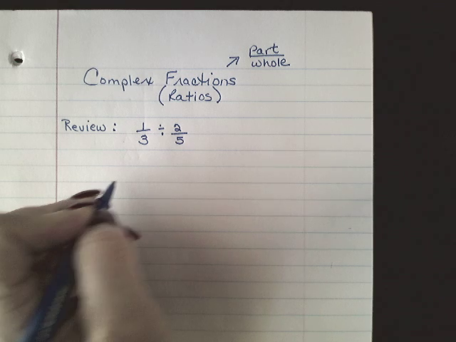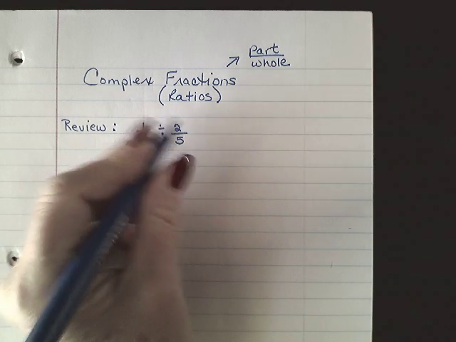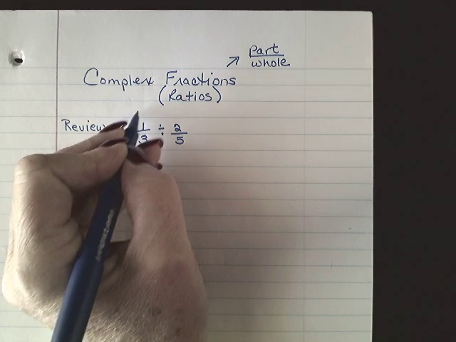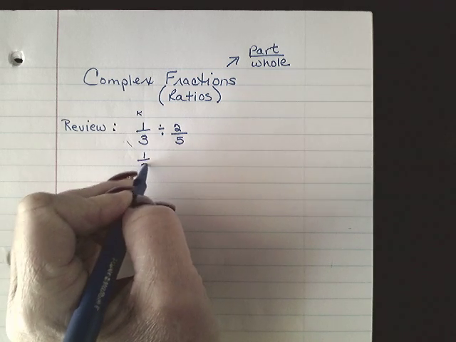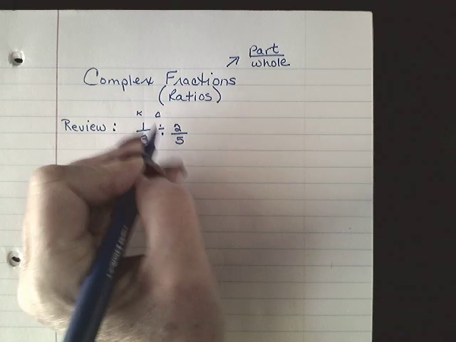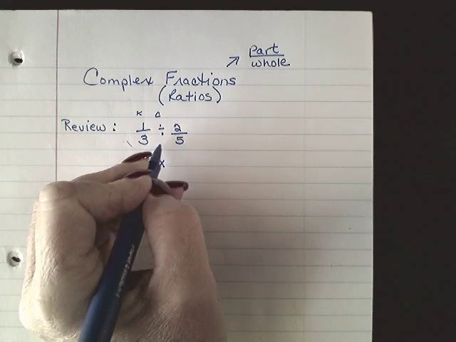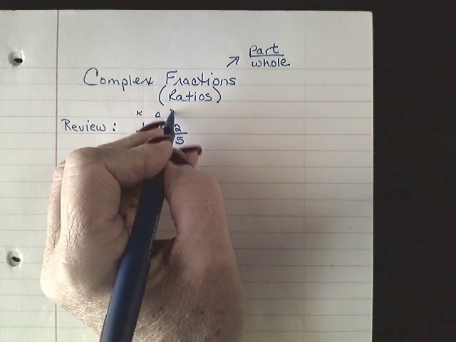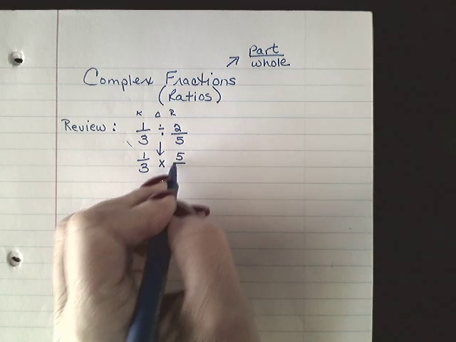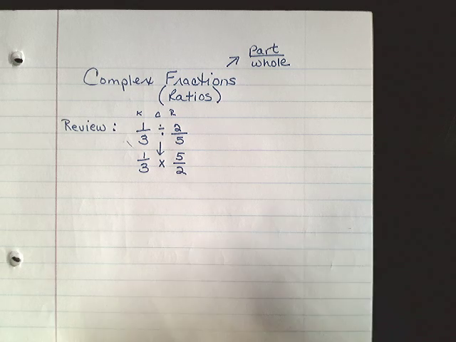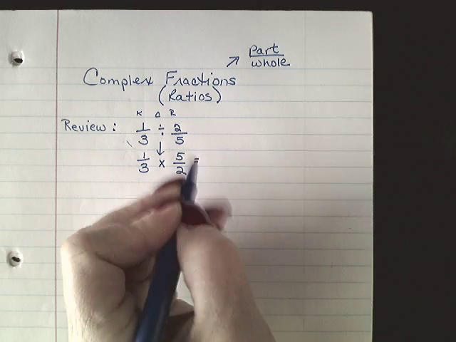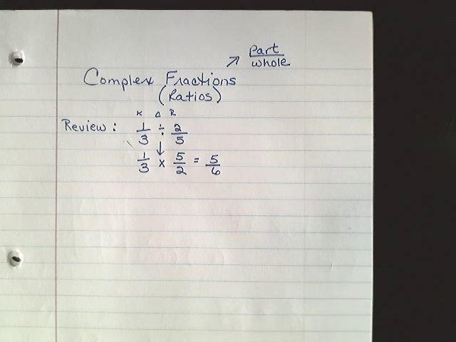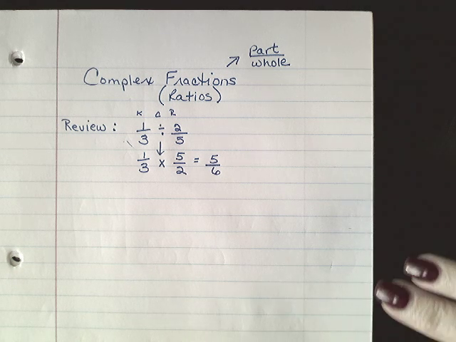what do I need to do to solve this problem? We can never solve a division. We have to change it to multiplication. So we like to keep our first term. We change our division to multiplication. And we change our 2/5 to its reciprocal, which is 5/2. We would then multiply and we would get 5/6.